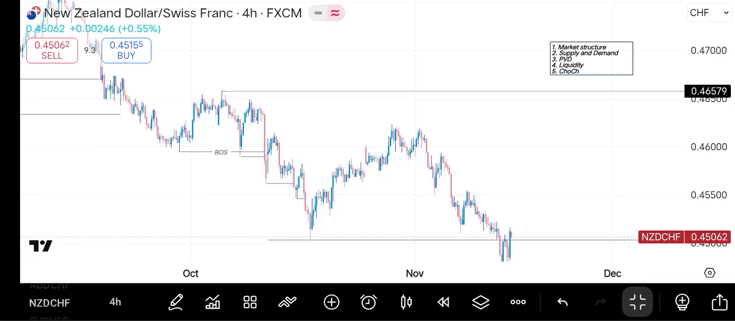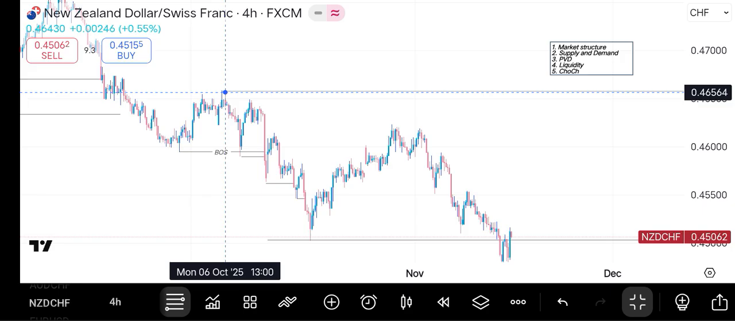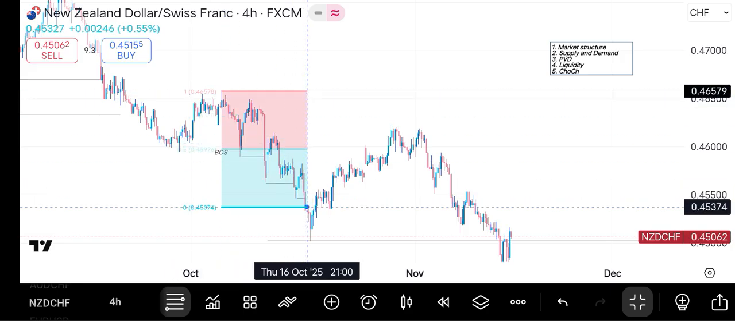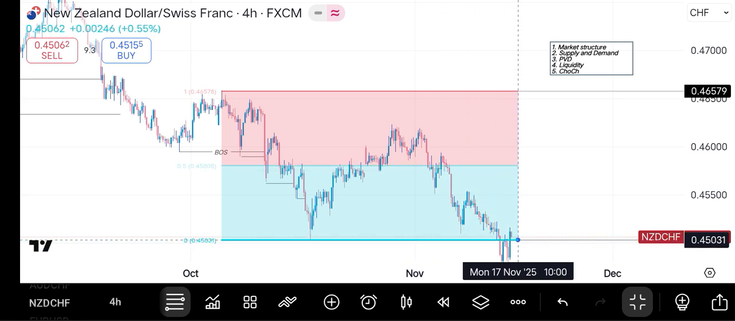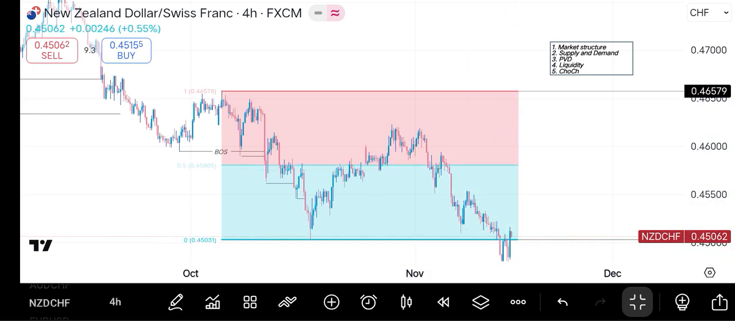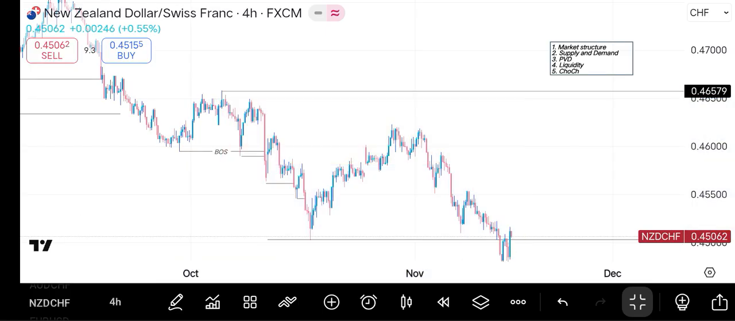Confluence number three, the PVD. If I take my premium discount tool from the highest point to the lowest point, or the swing high to the swing low, as you can see, the market has entered inside my premium. So that means it was ready for sales. What do I need next?